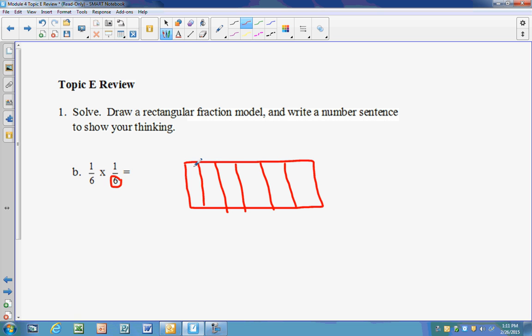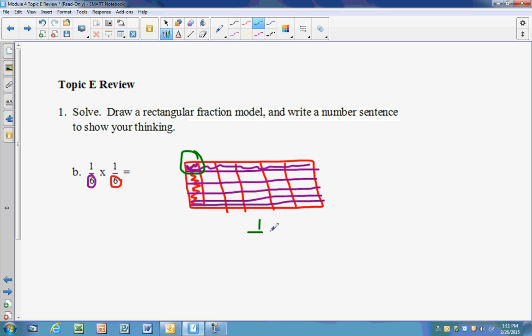And I'm going to shade in one of the sixths. And then I'm going to split it in 6 in the opposite direction because it tells me to right here. And I'm going to shade in one of the sixths going in this direction. And I'm going to then look at how many pieces are double shaded, and I see that one piece right here is double shaded red and purple.